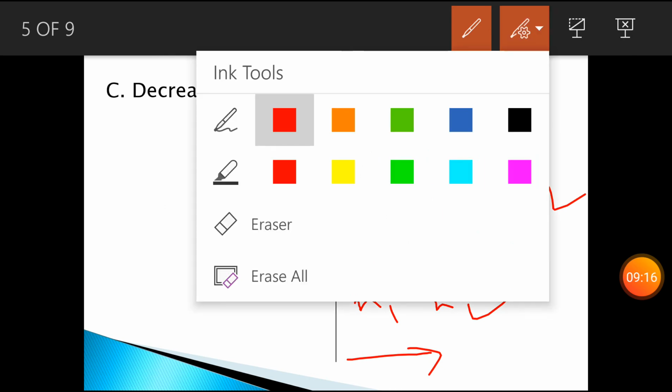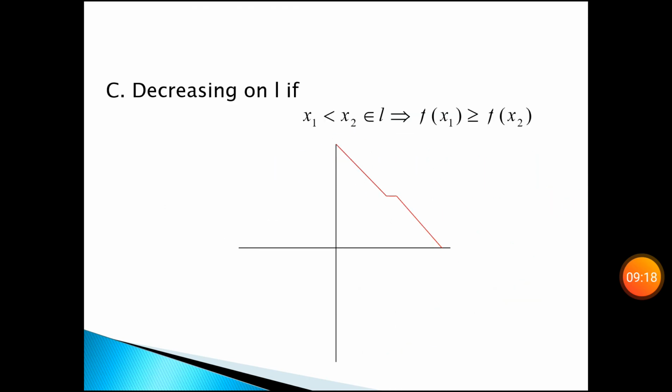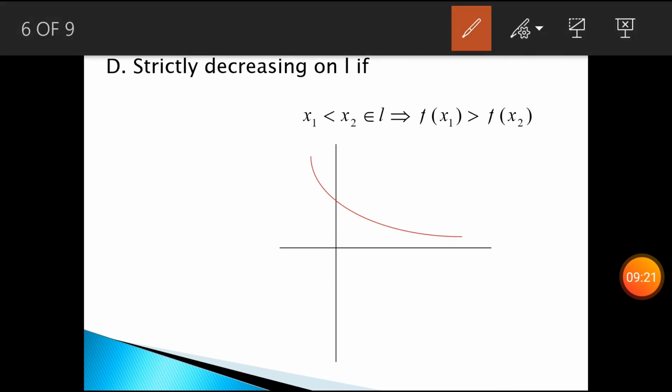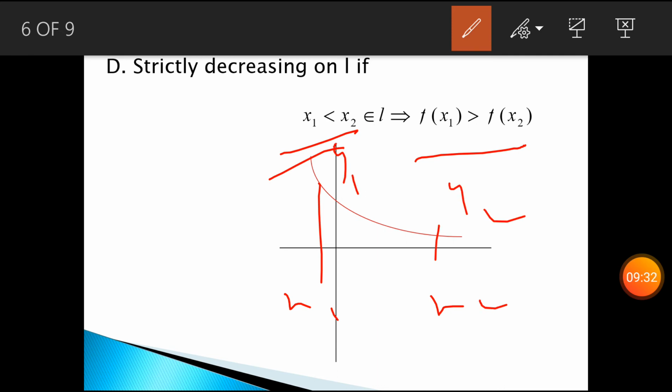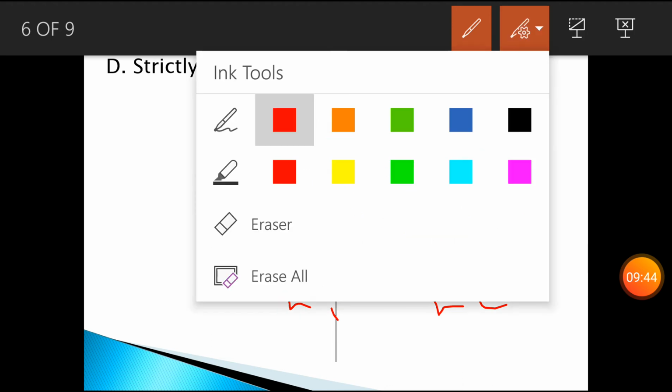Okay, now the last case of it, that is strictly decreasing. Strictly decreasing, x1 less than x2, then f(x1) should be strictly greater than f(x2). Okay, here if this is x1 and this is x2 and this is y1 and y2, here y1 can never be equivalent to y2. y1 is strictly greater than y2. Okay, so these are the 4 cases. First is increasing, second is strictly increasing, third is decreasing, and fourth is strictly decreasing.